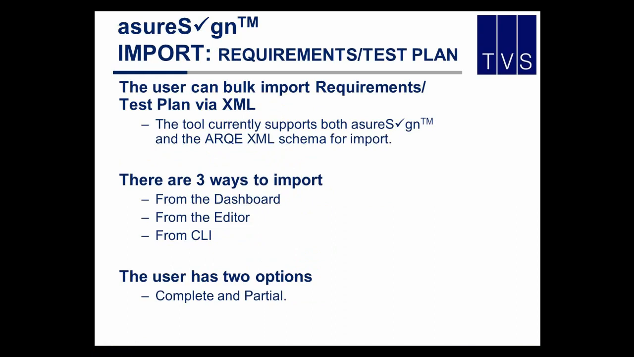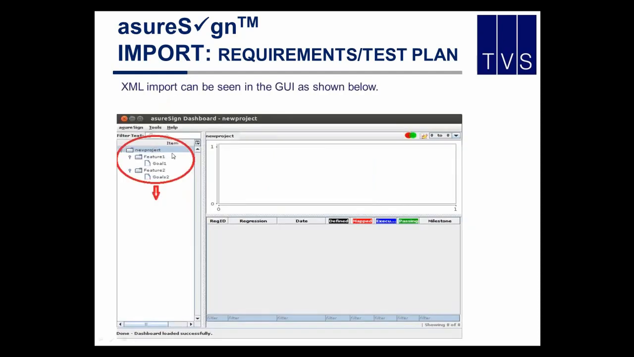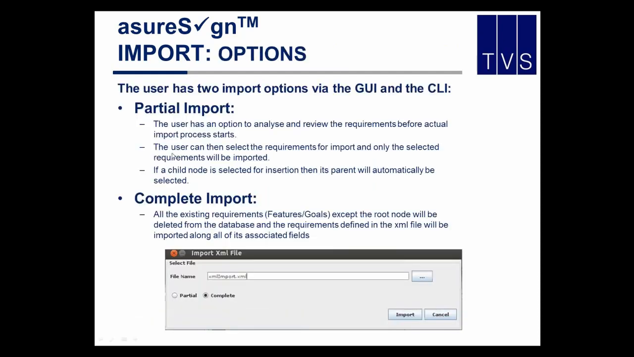So if we look at the imports, it can do bulk imports via the XML, and you can do this from the dashboard, from the editor, or from the command line. And you've got these 2 options, as I mentioned, complete and partial. So we have a look at this. We've got an XML import type. It takes all your features and goals and puts them into your new project database. It then automatically shows up in the GUI, as you can see here. You've got the 2 imports.